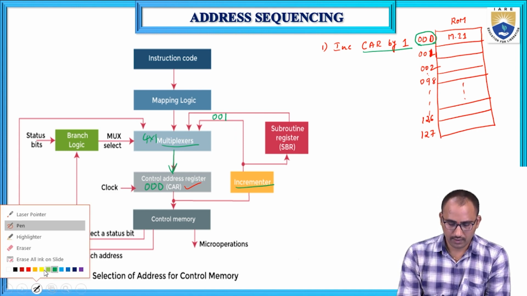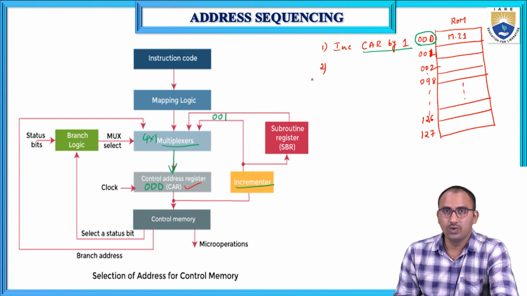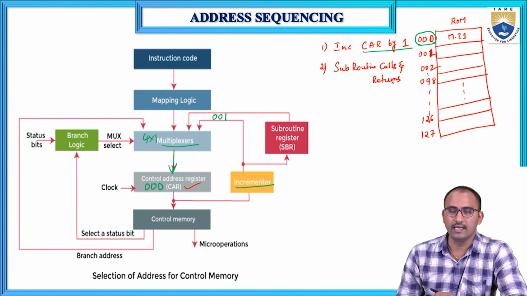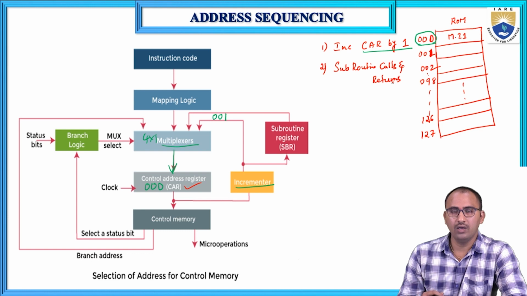Next, the second one: using subroutine calls and returns. What is a subroutine? A subroutine is a function, like in C, Java or any programming language. Whenever we call that function, the control is transferred from the main program to the function, the statements in the function get executed, and after that it returns back to the main program.